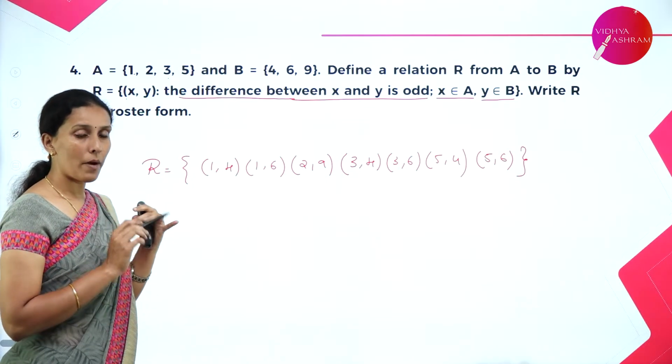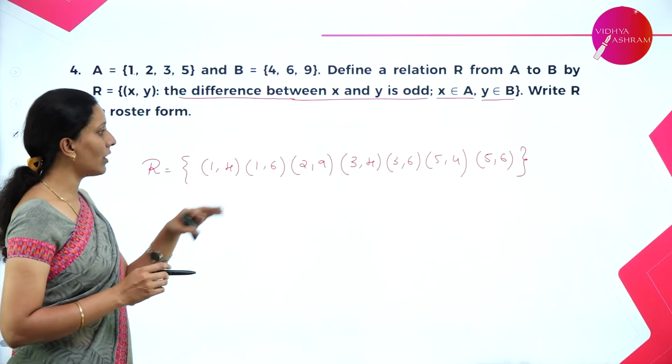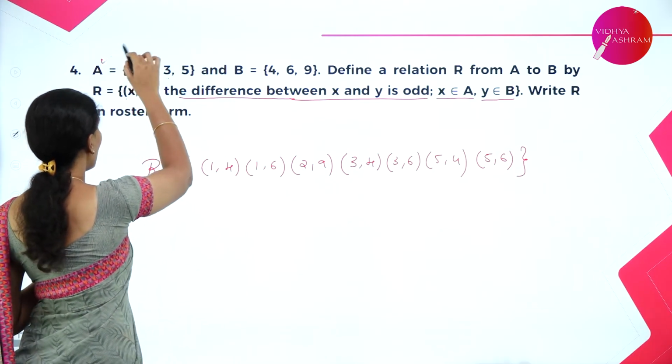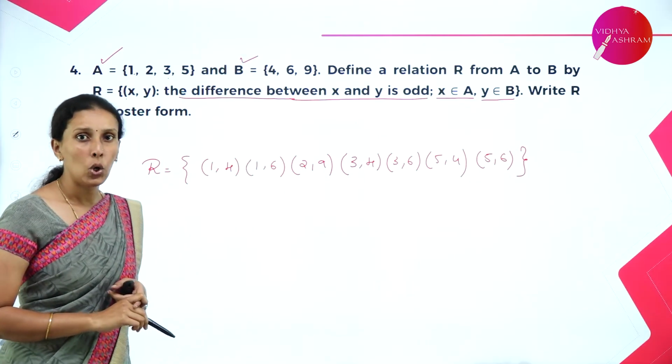Now coming to the domain and codomain. Domain is all the first elements, that is 1, 2, 3, 5. That means your set A is the domain and your set B is the range as well as the codomain.